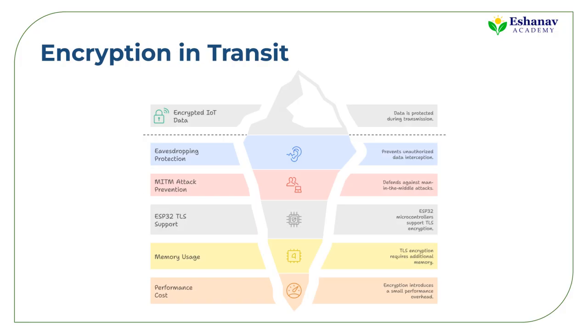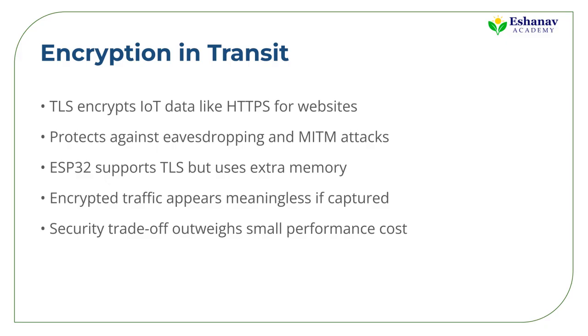Imagine mailing a letter with your bank account details written on a postcard. Anyone handling it can read your secrets. That's what happens if you send IoT data without encryption. TLS solves this by putting your message inside a locked envelope. Even if someone intercepts it, they see only gibberish. With ESP32, enabling TLS in MQTT or HTTPS ensures data confidentiality and integrity. Yes, it costs extra memory and processing, but the trade-off is worth it. A real-world engineer will always prefer a slightly slower device over one that silently leaks customer data to attackers.